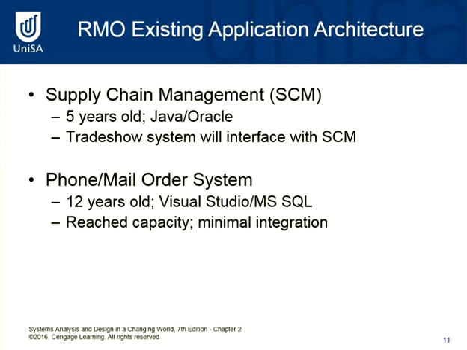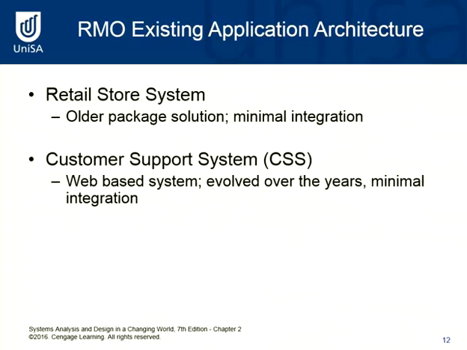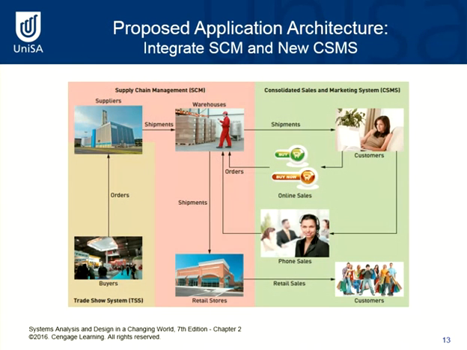Looking at the existing application architecture, they have supply chain management, the phone mail order system, the retail store system, and the customer support system. It gives you a breakdown of the existing application architecture, what those systems have, and what they integrate with and/or don't integrate with. As part of last week's video, you should have come across this, which shows you how all the systems work and fit together.